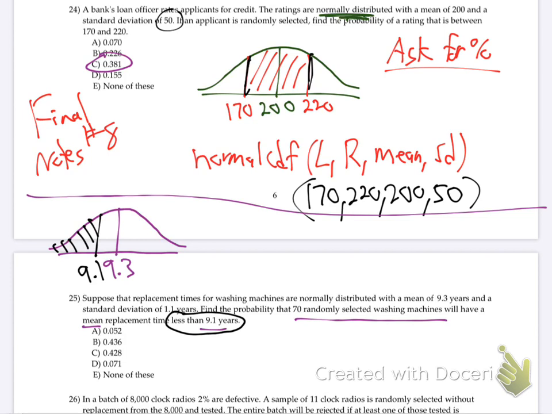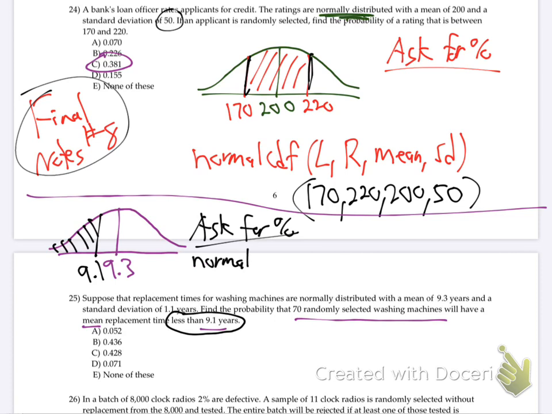So this is going to obviously be, well, are they asking me for a percentage or giving me a percentage? Did they ever give me a percentage anywhere? No. So they're asking for a percentage. This is, again, final notes number 8. They're asking for a percentage. That means it is normal CDF, which is left edge, right edge, mean, and standard deviation.